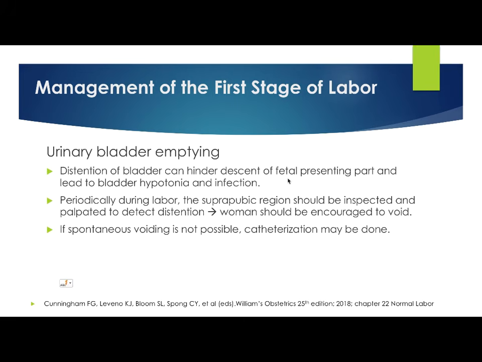So distension of the bladder can actually hinder descent of the fetal presenting part and lead to bladder hypotonia and infection. So periodically during labor, it's very important that we inspect and palpate the suprapubic region because we want to detect bladder distension. And we must always encourage our parturients to void. Now, if spontaneous voiding is not possible, then we can do catheterization.